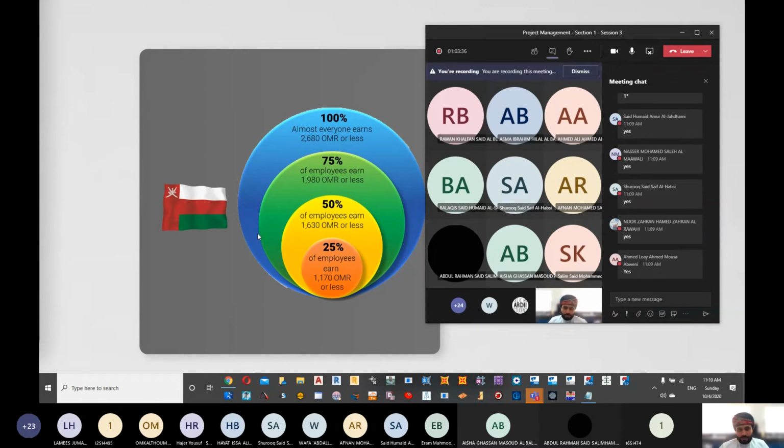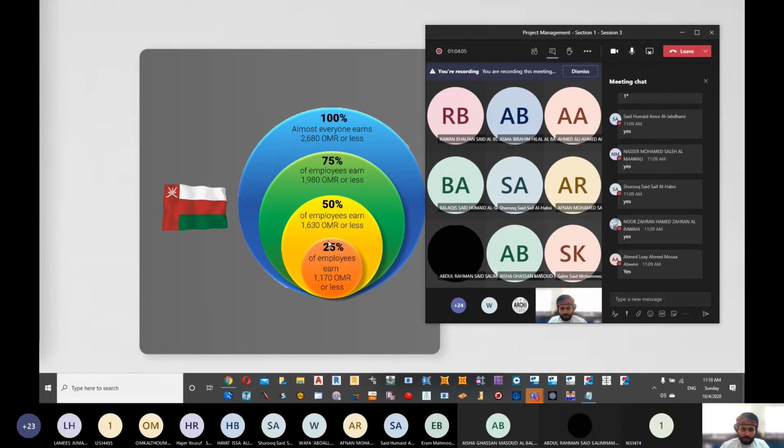According to the statistics here in Oman, 25% of employees working as project managers are getting around 1,170, 15% get 1,630, and it goes on. It keeps on increasing. So normally project managers are the people who get paid the most when we talk about engineering.